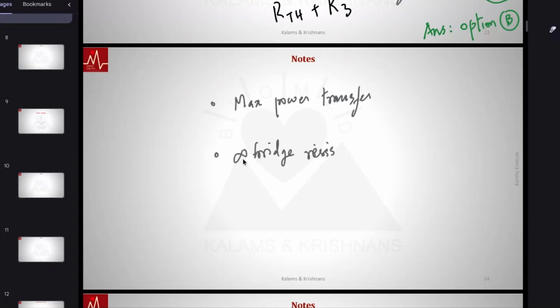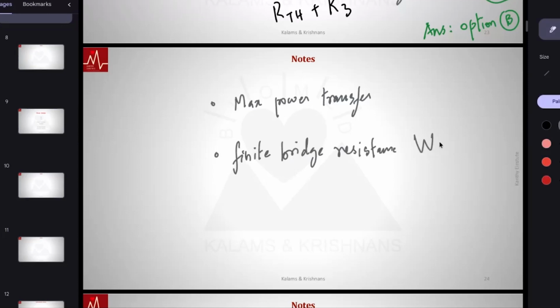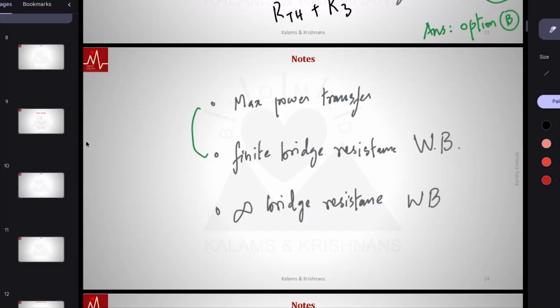Let's write it in a slightly different order. You have 2 bridges: a finite bridge resistance Wheatstone bridge, and an infinite bridge resistance Wheatstone bridge. For both, you will have to do circuit to Thevenin form. This one is relatively harder, and this is the easy version. Often this is a sub-problem, and this conversion.